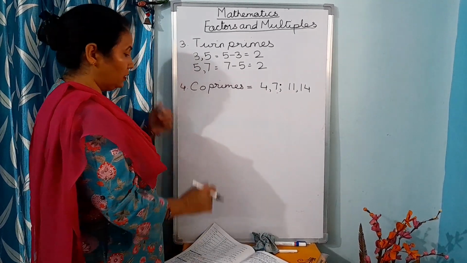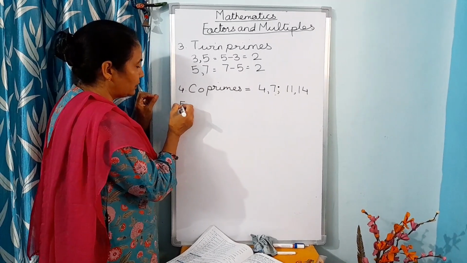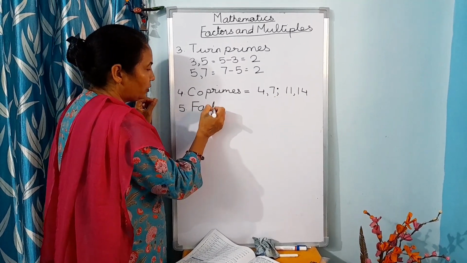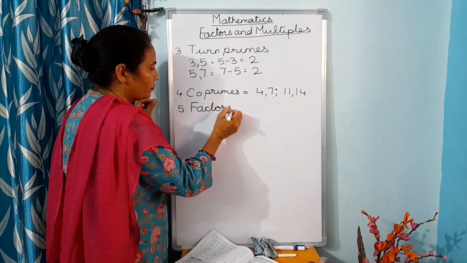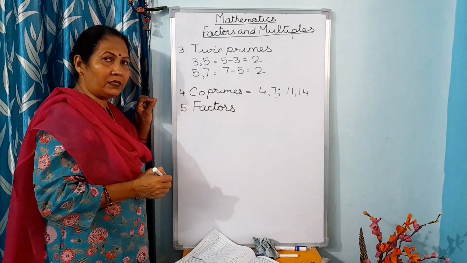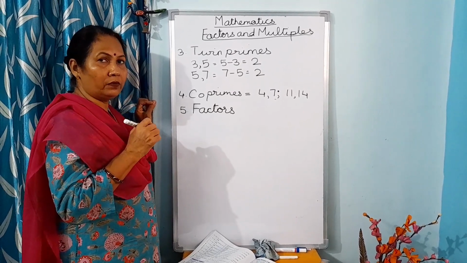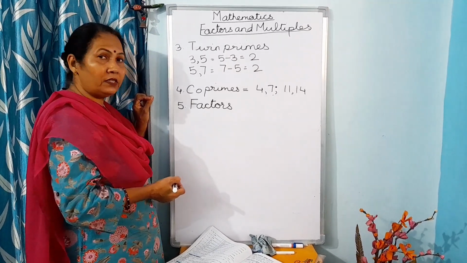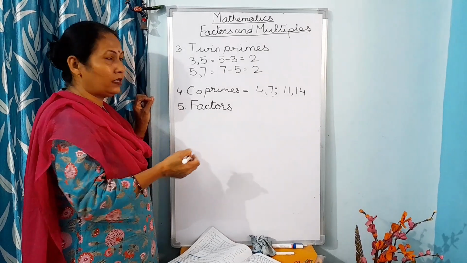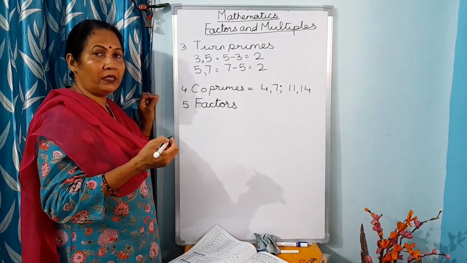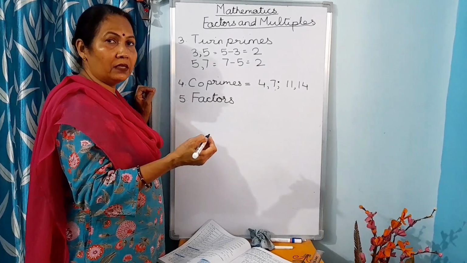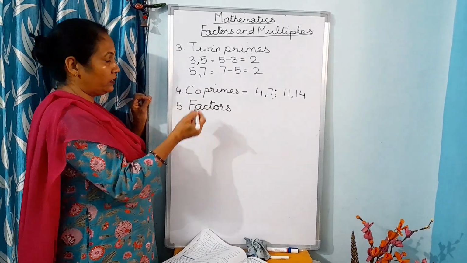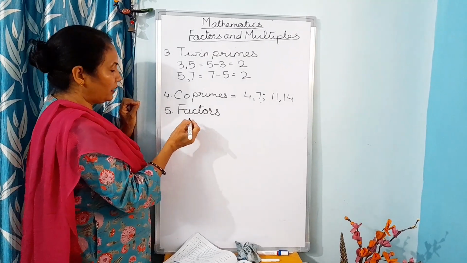Next is factors and multiples. Now children, in factors, you have done factors and multiples in class 4. So I am just going to revise with you. Now what is a factor? Factor is a number which divides a number exactly.